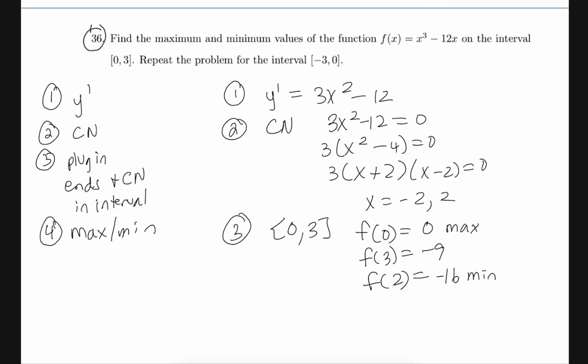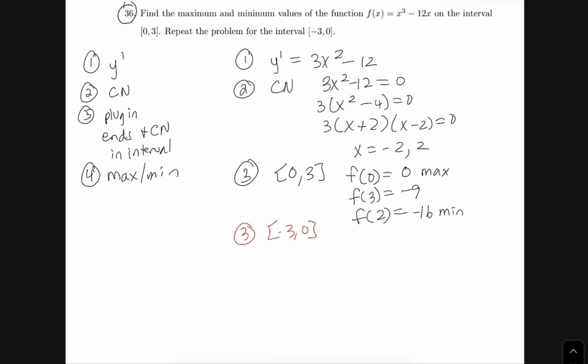Now, if we check the interval from -3 to 0, there's only one difference. What 3 values do we plug in this time? -3, 0, and -2. See the difference? The interval decides what critical numbers are necessary or valid based upon the interval we're checking. From 0 to 3, you always check the 0 and 3 and 2 this time. But for -3 to 0, we check -3, 0, and -2. See the difference?